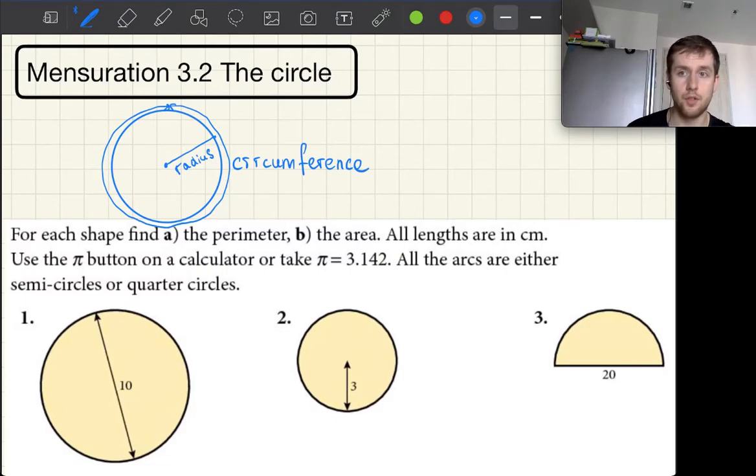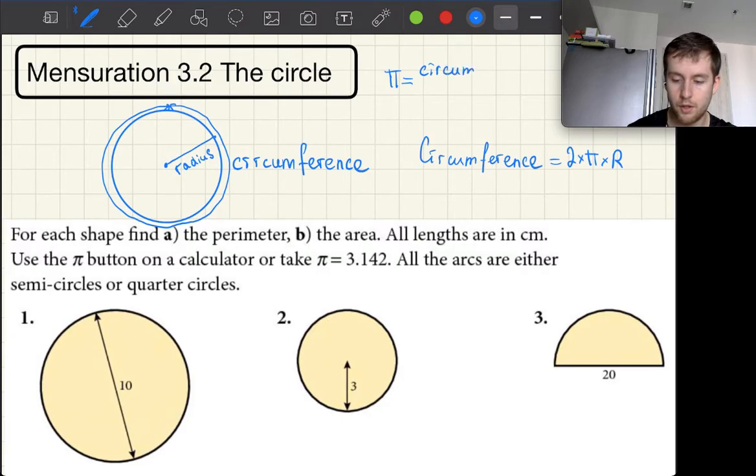Related to this there are a couple of formulas. The first formula is for finding the circumference of the circle. How do we find it? So circumference, or in other words perimeter, is equal to 2 times pi times r. I hope you know what pi is. Pi is basically the ratio between the circumference and the diameter of the circle: circumference over diameter.